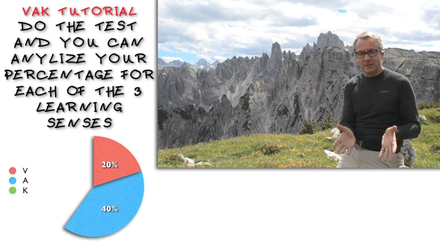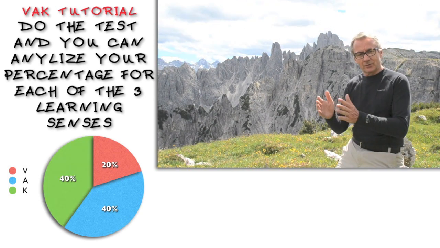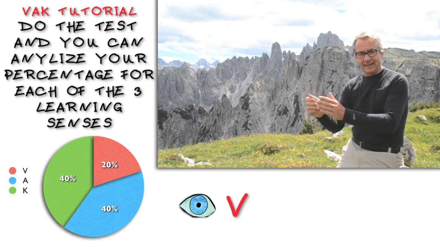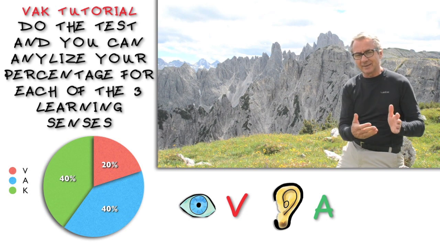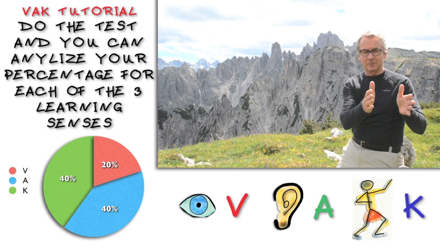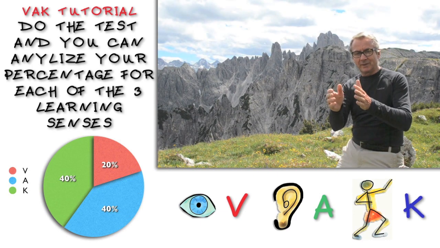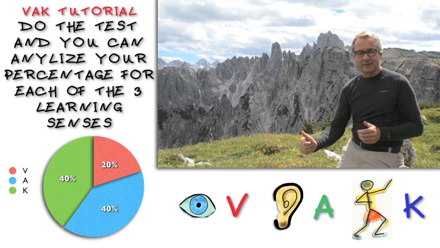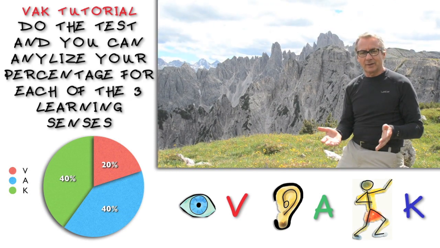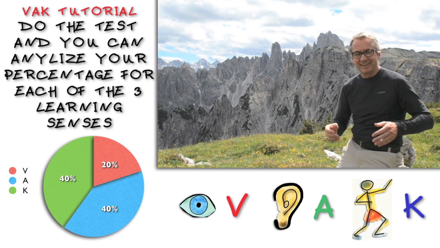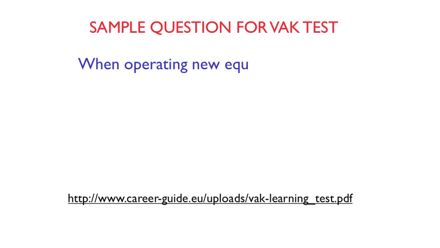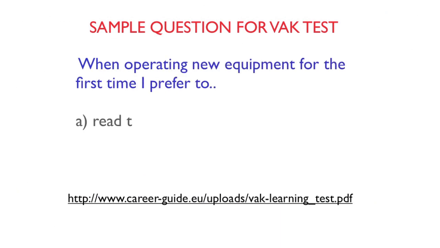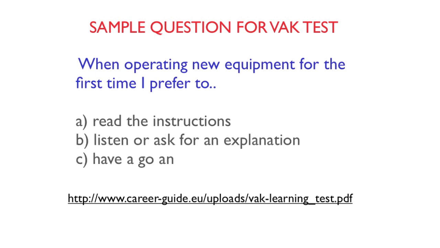The percentages which come out of the test are divided into three. So you have the VAK, and depending on your answers in the test, you will end up with possibly 20% visual, 40% audio and 40% kinesthetic. In my case, I found I was definitely higher on the kinesthetic, and that's probably why I move my hands. Here's a sample question for a typical VAK test, just to see what type of questions you will find on the web tests.